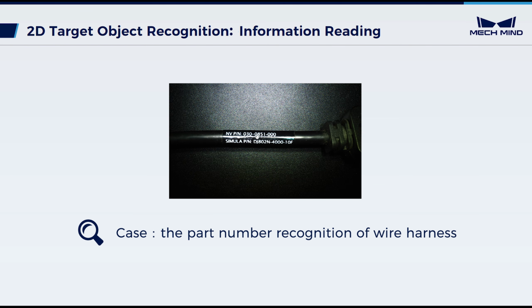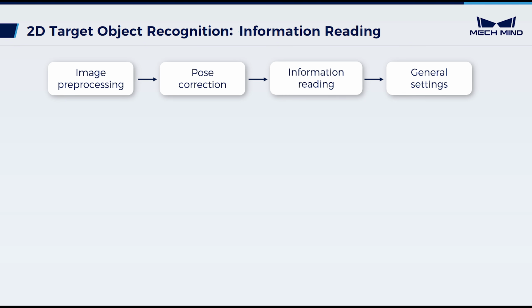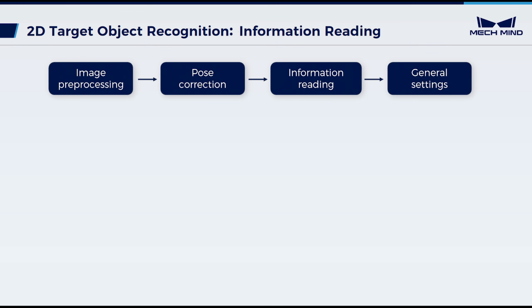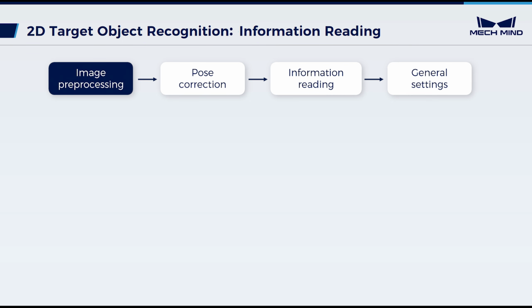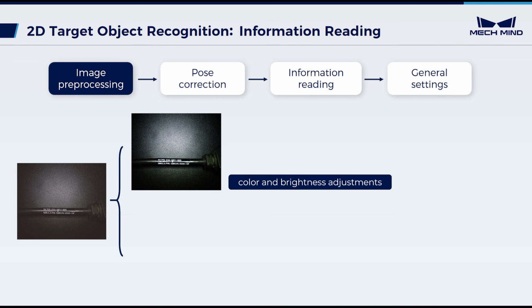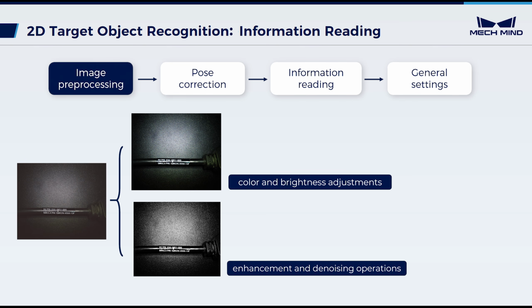Next, we'll take the part number recognition of wire harness as an example to demonstrate the configuration process. In this scenario, the overall recognition process includes 4 steps: image preprocessing, pose correction, information reading, and general settings. During image preprocessing, color space conversion is used to adjust color and brightness information, highlighting the features of the target objects. Enhancement and denoising operations can also be applied to improve subsequent recognition results.